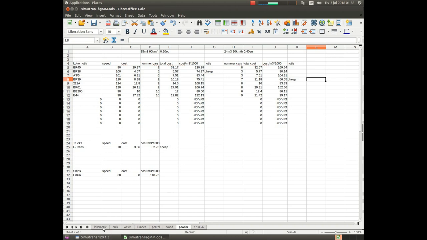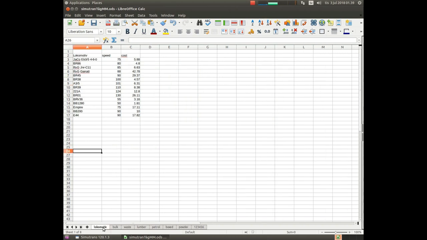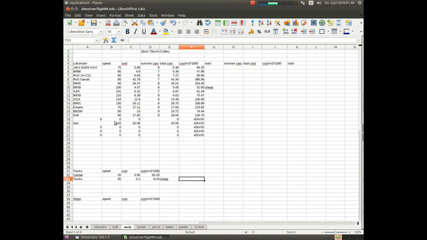The reason why we have a special sheet for the locomotives is easy. If we now add a new locomotive here, test locomotive, say 120 km per hour, and it costs 20.56, that new locomotive now shows up on every sheet, and you know it's time to do a little more calculation.